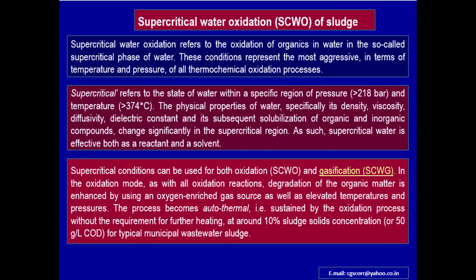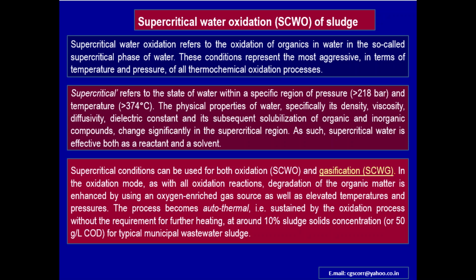Supercritical water oxidation of sludge, that is SCWO. Supercritical water oxidation refers to the oxidation of organics in water in the so-called supercritical phase of water. These conditions represent the most aggressive in terms of temperature and pressure of all thermo-chemical oxidation processes. Supercritical refers to the state of water within a specific region of pressure greater than 218 bar and temperature greater than 374 degrees centigrade. The physical properties of water, specifically its density, viscosity, diffusivity, dielectric constant, and its subsequent solubilization of organic and inorganic compounds, change significantly in the supercritical region. As such, supercritical water is effective both as a reactant and a solvent.